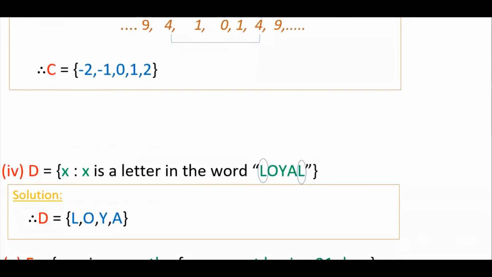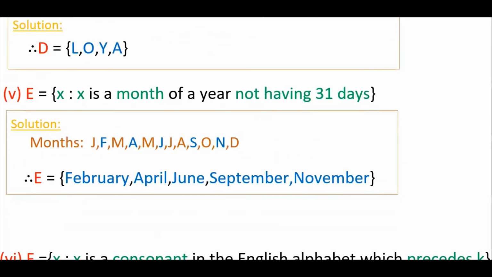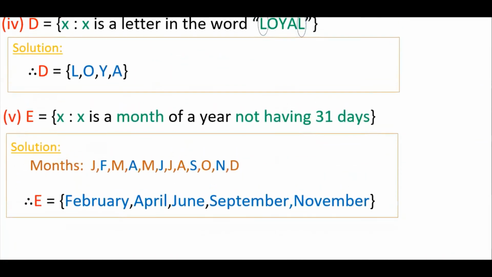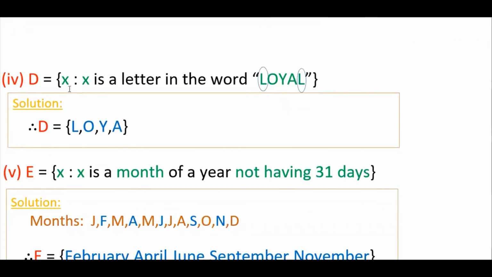And the next one, the fourth one: D is equal to {x : x is a letter in the word LOYAL}. So you have to take the letters which should not be repeated. Here L is repeating, so you should not write L 2 times. So write D is equal to {L, O, Y, A}, only 4 letters.